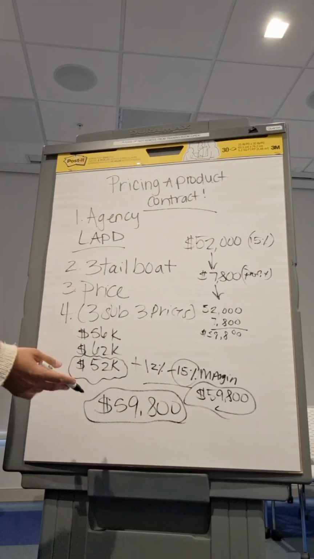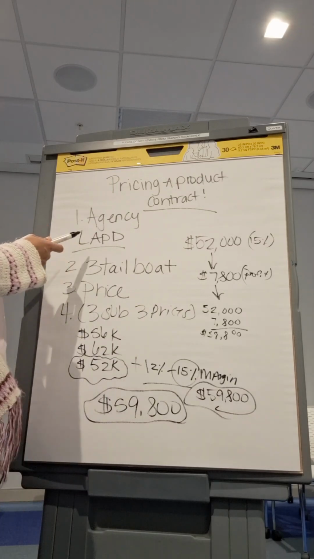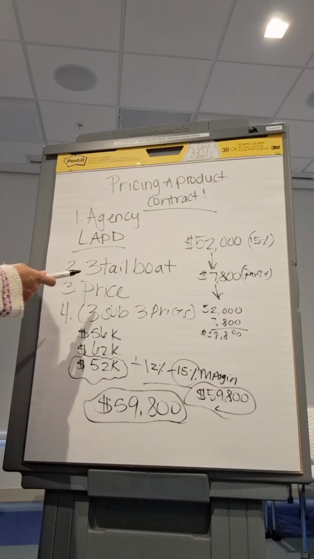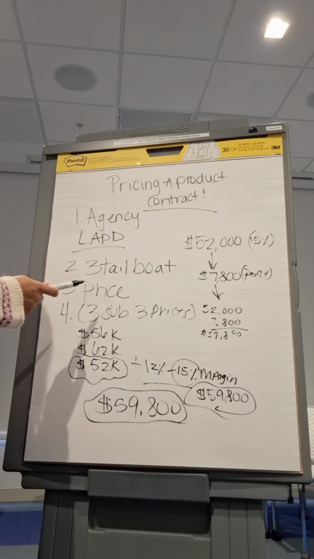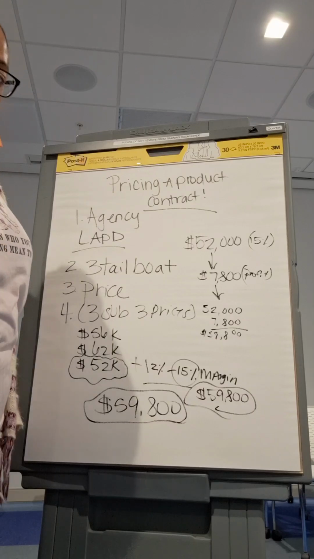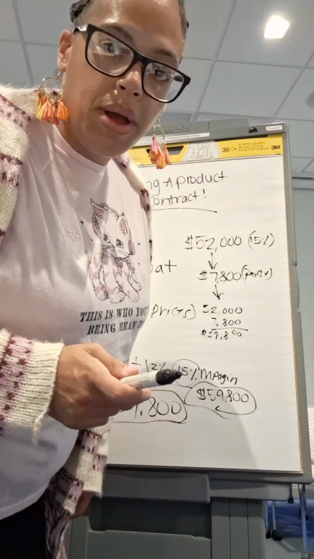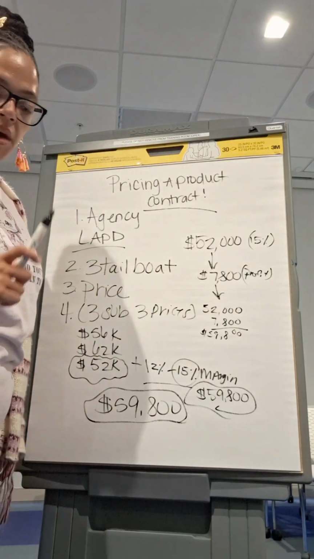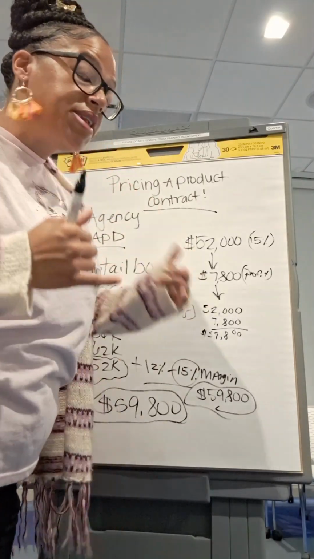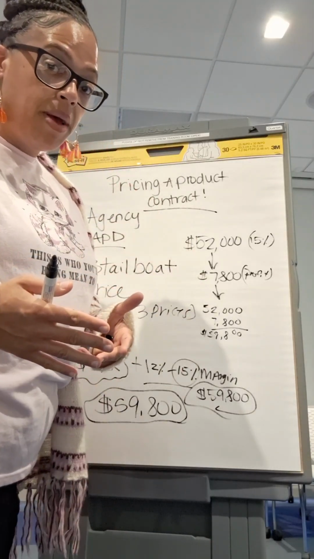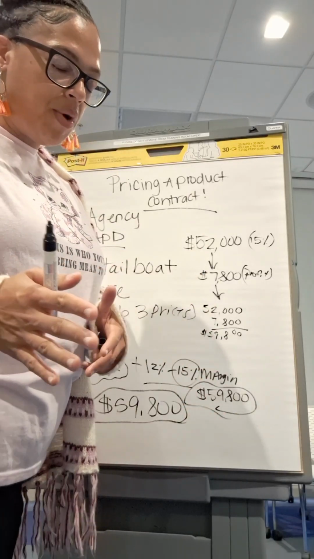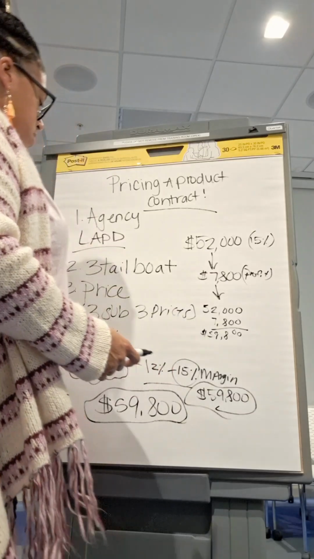Simplest way to price a bid. You have your agency, LAPD. They're looking for a 3-tail boat in the scope of work. You need to come up with a price. If you own a boat company, you are the prime, okay? If you subcontract the work and call 3 companies in the area and get 3 separate prices, you are still the prime, but you are middle manning the work, okay? Keep that in mind, all right?